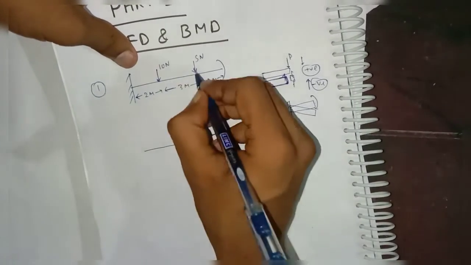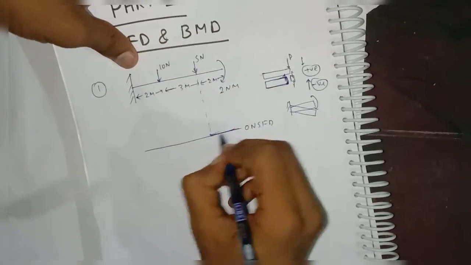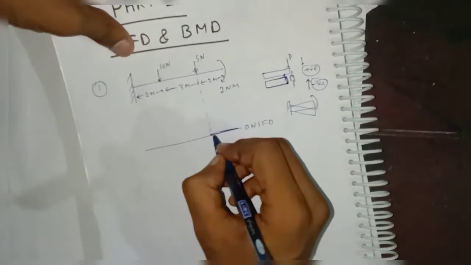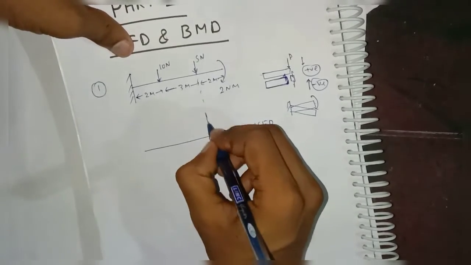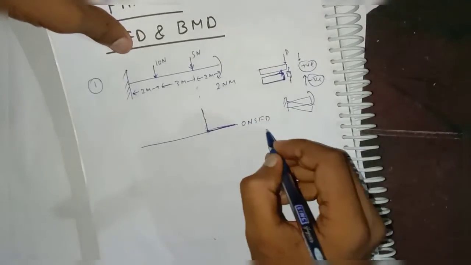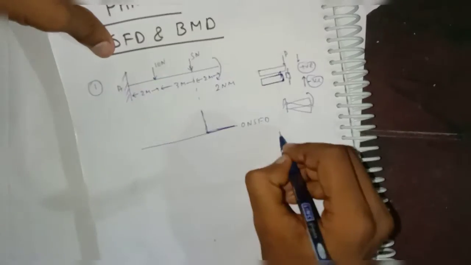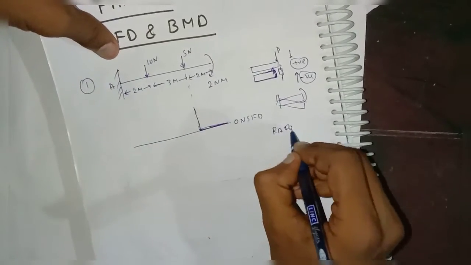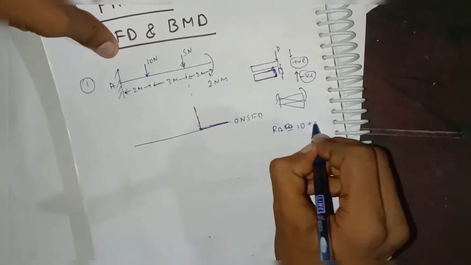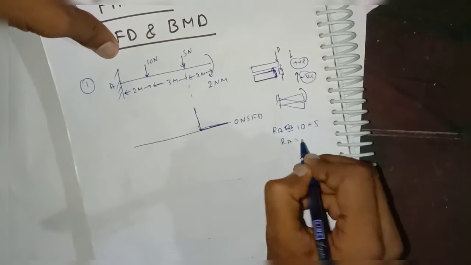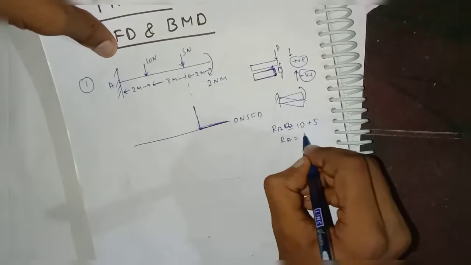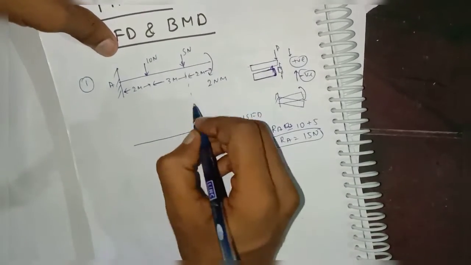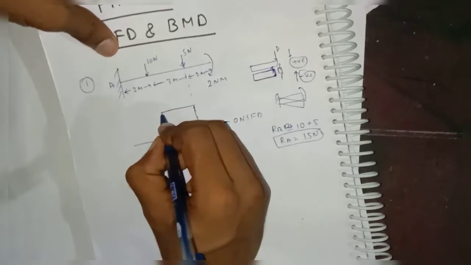So here up to this it is 0. Up to this 0 shear force, and then here this is 5 Newton, right? So this will directly be 5 Newton. See, I can write reaction. Suppose this is A, so Ra is equal to this 10 Newton plus 5. So your Ra total is equal to how much? 15 Newton.